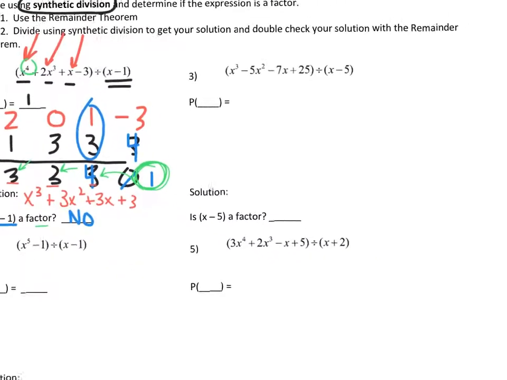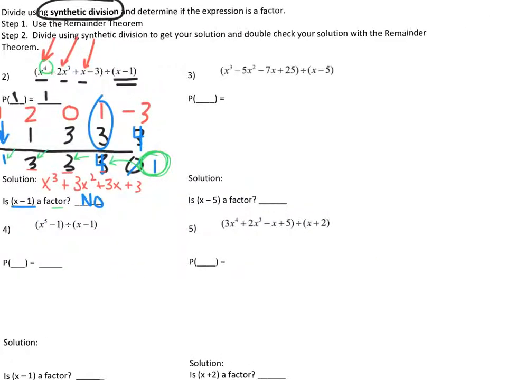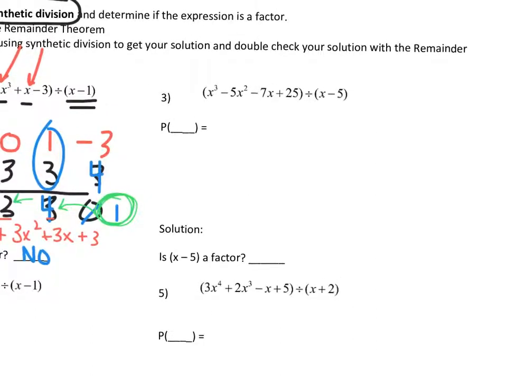Okay, 3. What I want to do is first find p of 5, so I'm going to plug in 5. So p of 5 is equal to 5 cubed minus 5 times 5 squared minus 7 times 5 plus 25, and I get negative 10. So that means it's not going to be a factor because my remainder is not 0.